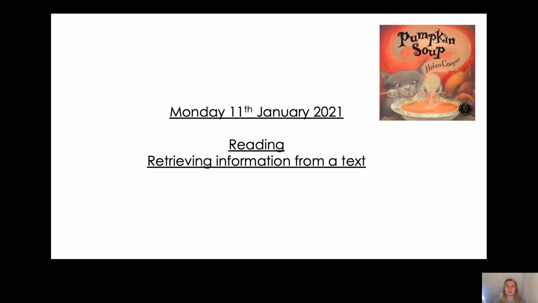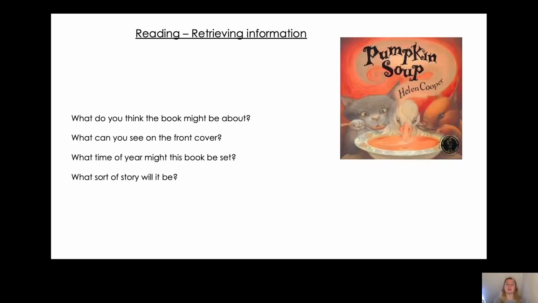Now, before we read it, I'd like us to make some predictions. Now, can you remember from last week what a prediction is? Yes, that's right. A prediction is when we guess what's going to happen based on a picture or what we've already read in a text. Now, we haven't read the Pumpkin Soup book yet, so we can't predict based on text. So we're going to predict based on the front cover.